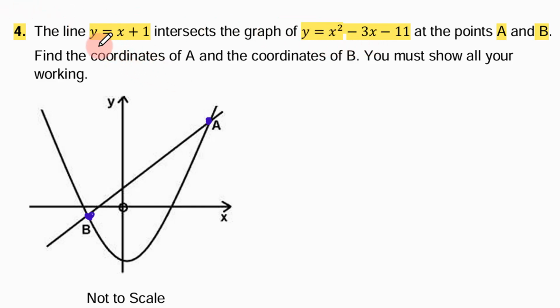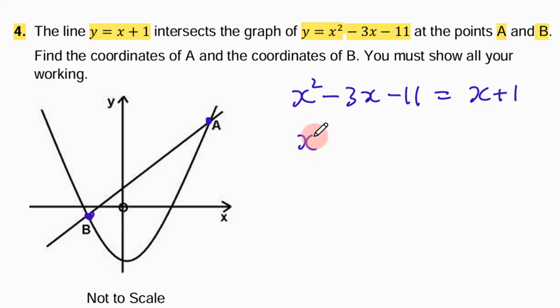Since both are in the form y equals, we can make them equal to each other. So x squared minus 3x minus 11 equals x plus 1. We can bring all our terms to the left-hand side and add like terms. So negative 3x minus x will give us negative 4x. And negative 11 minus 1 is negative 12. Now we can factorize and solve this quadratic equation.